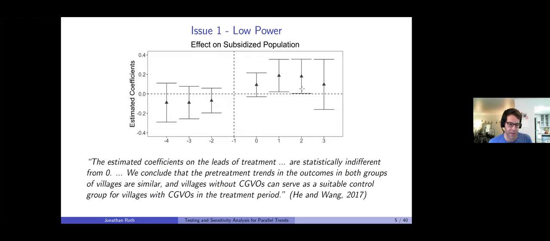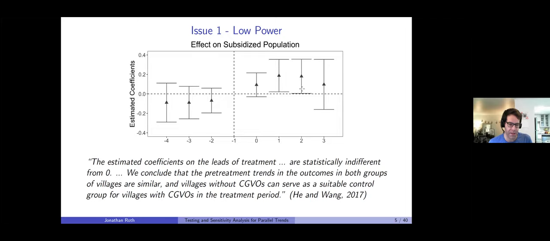And we're going to think about this approximately linear class delta SD of M that bounds how much the slope of the differential trend can change in consecutive periods by this constant M. So all the way on the left here, we have the confidence interval from the original OLS specification in blue. And then in red, we have these robust confidence intervals under the restriction that the difference in trends can have a slope that changes by no more than M across consecutive periods for different values of M.